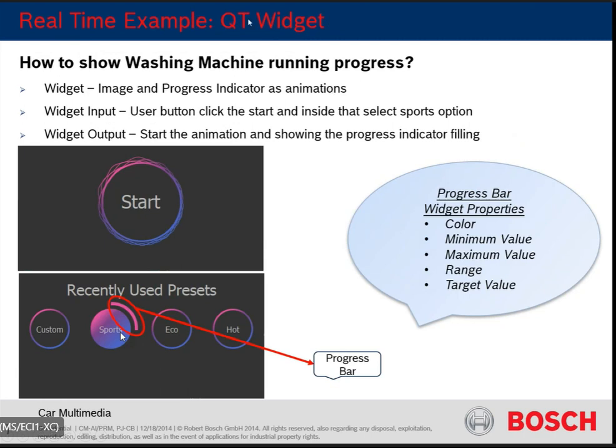This is another framework, that is a Qt widget. Here also it is the same thing, this is not a core one. This is one which is used in the washing machine. Here we can have an image under the progress bar. Based on the user button click, it will start, and inside that there are so many options. We can start the animation if we have already set sports as an option. So the animation will be running in the background, and it will move based on the progress bar. Once we get started, it will start moving, and once it ends, it will be fully covered. Here also we have color, minimum value, maximum value, range, target value. There are so many things available in the progress bar widget properties.